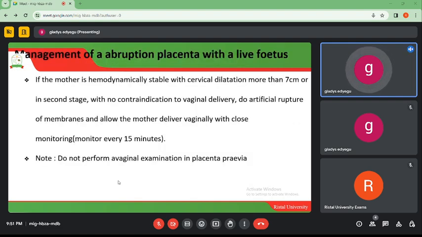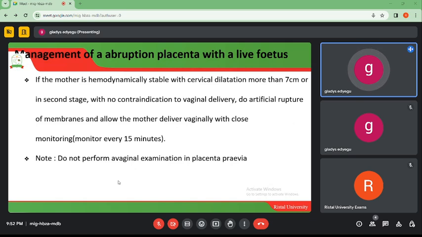And if the mother is hemodynamically stable with cervical dilatation more than 7 centimeters or in second stage with no contraindications to vaginal delivery, do artificial rupture of membranes and allow the mother to deliver vaginally with close monitoring. So you have to monitor this mother every 15 minutes so that you can know the stability or the viability of the fetus and also the vital signs of the mother so that you can intervene before complications occur.